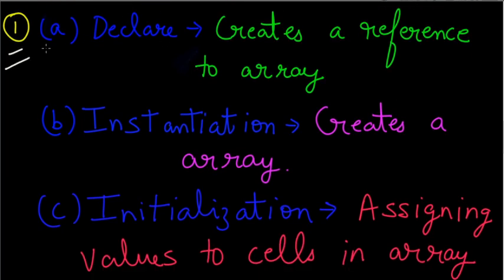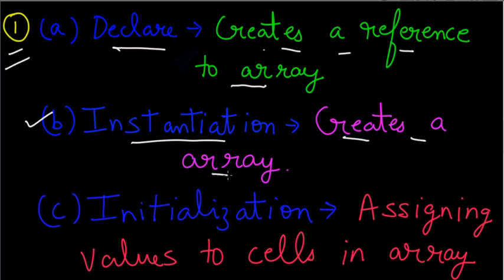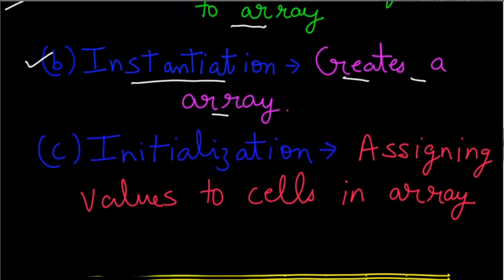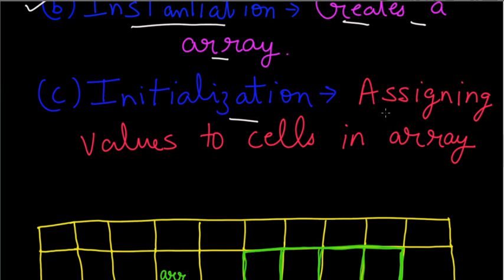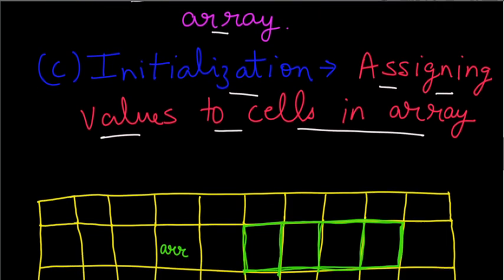So the first part, that is declare. So what is a declare? It creates a reference to the array. Second, that is instantiation. It creates an array. Third, initialization. It means assigning values to cells in array.